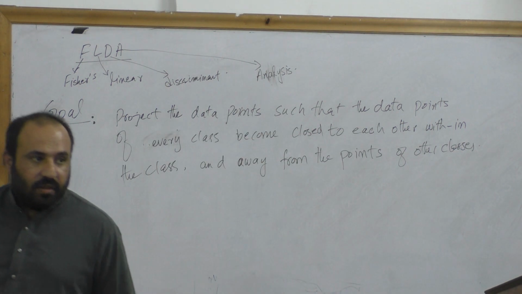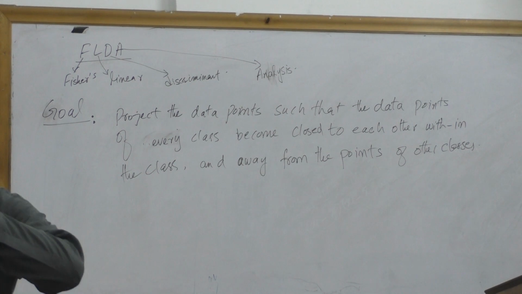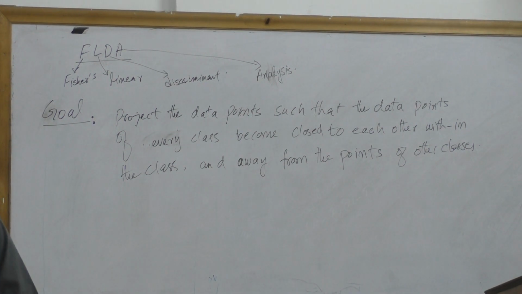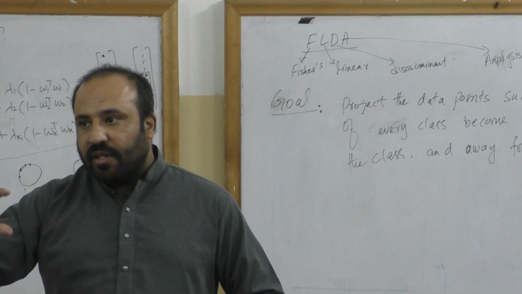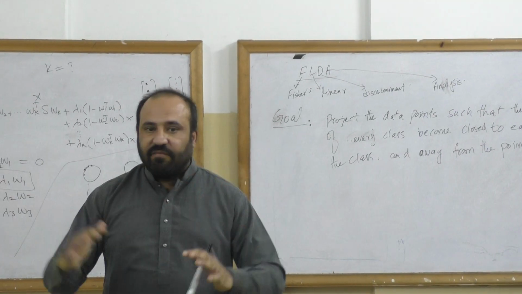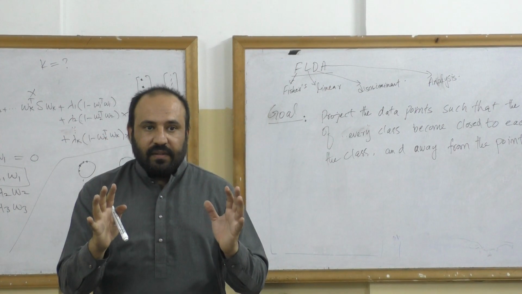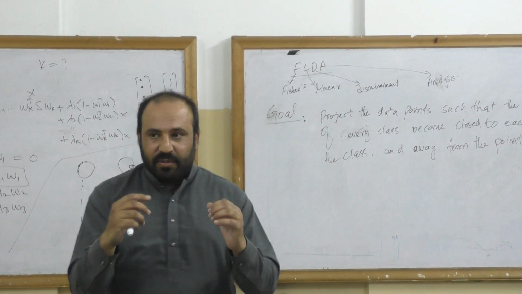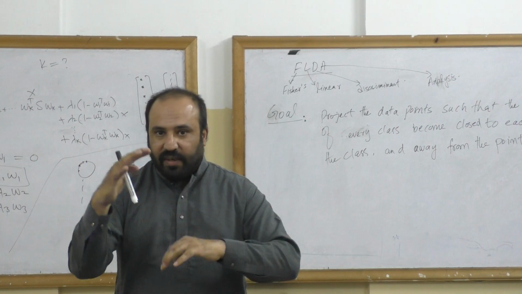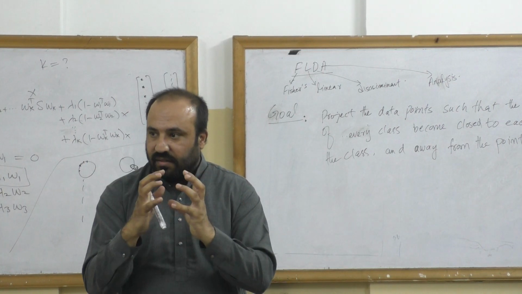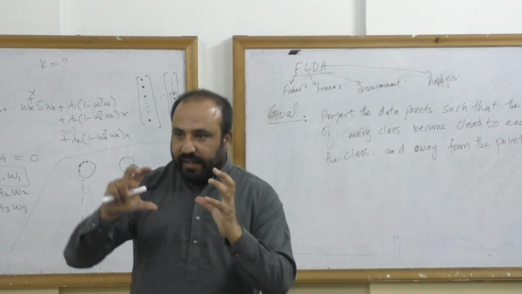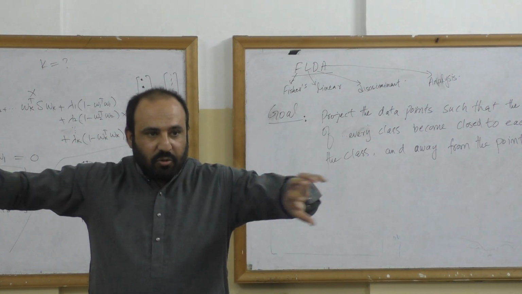Nice. सही है, this is the goal. The goal is कि आप डेटा को इस तरह से प्रोजेक्ट करें, ऐसी सबस्पेस फाइंड आउट करें. प्रोजेक्ट लीनियर प्रोजेक्शन है, लीनियर ट्रांसफॉर्मेशन है. एक क्लास के जितने भी पॉइंट्स हैं, वो आपस में करीब आ जाएं. They become compact. A class becomes compact. सही है? लेकिन जो दो क्लासेस हैं, वो आपस में दूर हो जाएं.